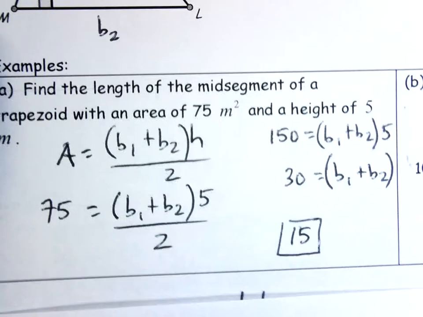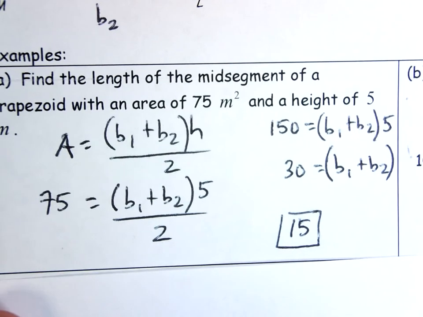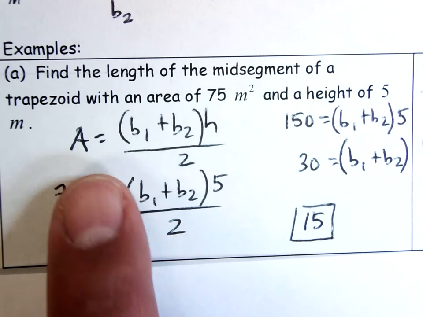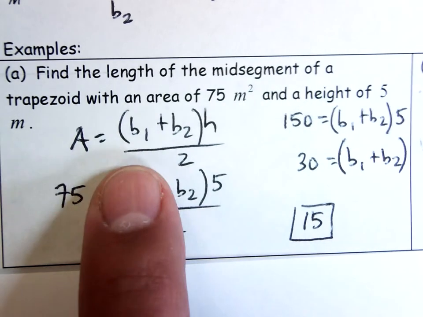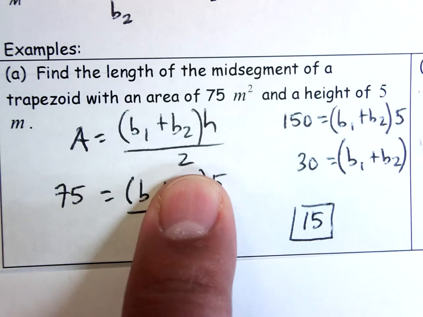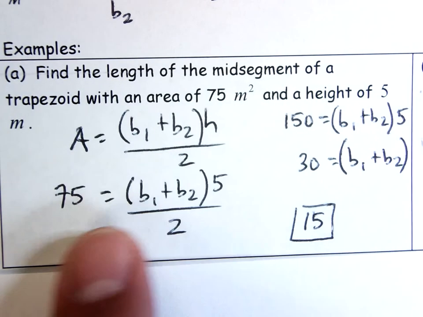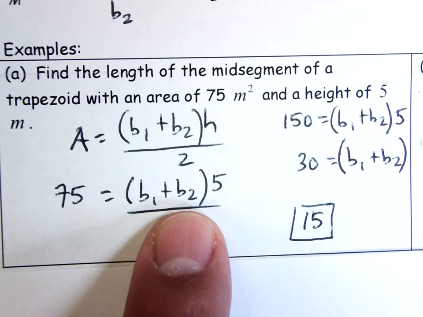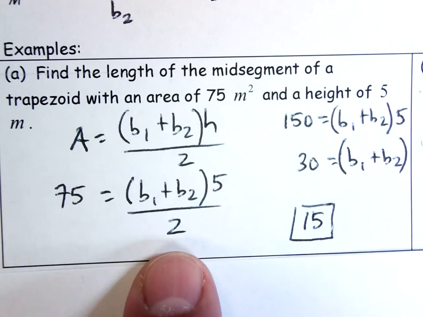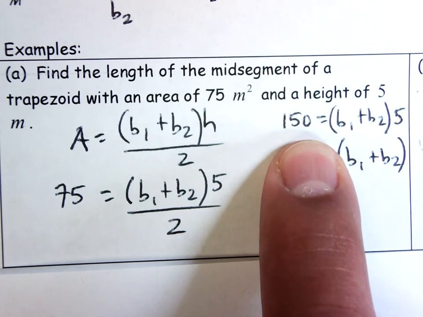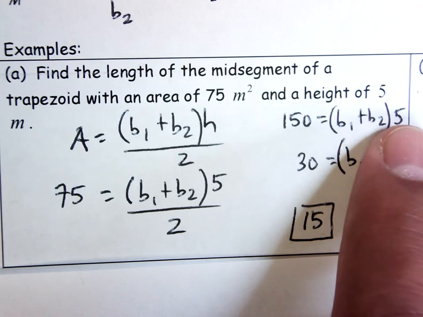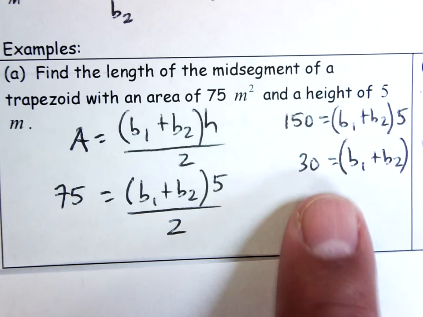Alright. It says find the length of the midsegment of a trapezoid with an area of 75 meters squared and a height of 5 meters. So there's my formula for area. Trapezoid area is equal to base 1 plus base 2 times the height divided by 2. So now I just plug in all my information. I already know the area is 75. I've got base 1 plus base 2, and I'm told the height is 5, and then I just divide it by 2. So to clear out this fraction, I multiply both sides by 2, and now I'm up here. So I have 150 is equal to base 1 plus base 2 times the height of 5. To clear this 5, I divide both sides by 5, and now I have 30 is equal to base 1 plus base 2.